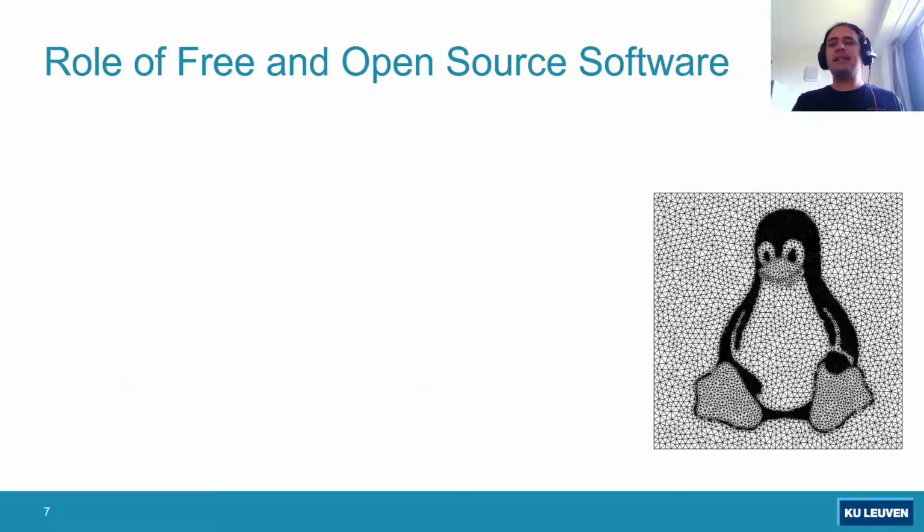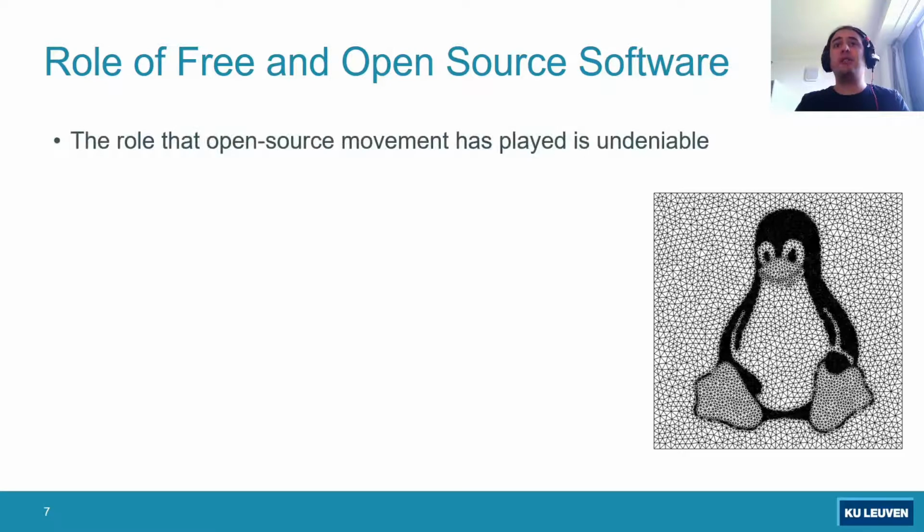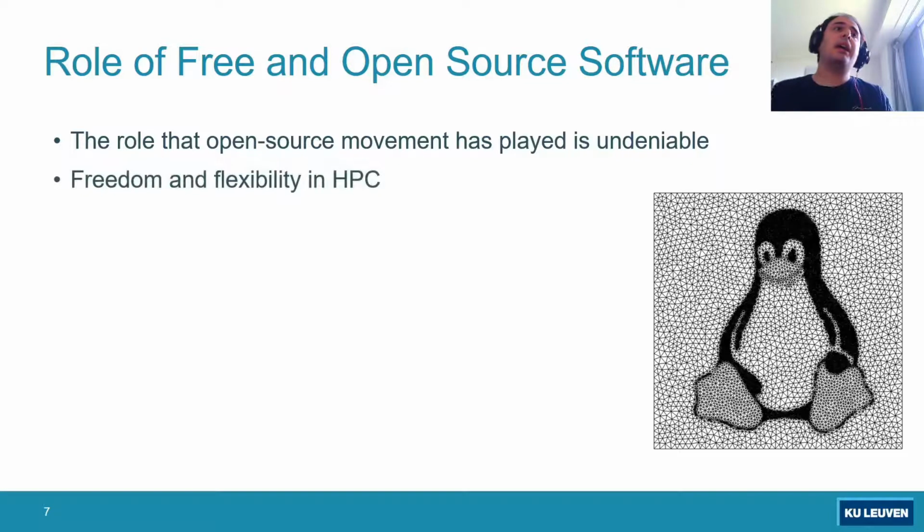But as the last note in this general introduction, I want to point out the role of free and open source software, which is actually undeniable in the progress of HPC. It's very difficult to imagine where HPC would have been without open source tools and open source software. Because besides the freedom and flexibility, which is quite famous for this kind of software in any field, it is also the same for HPC.